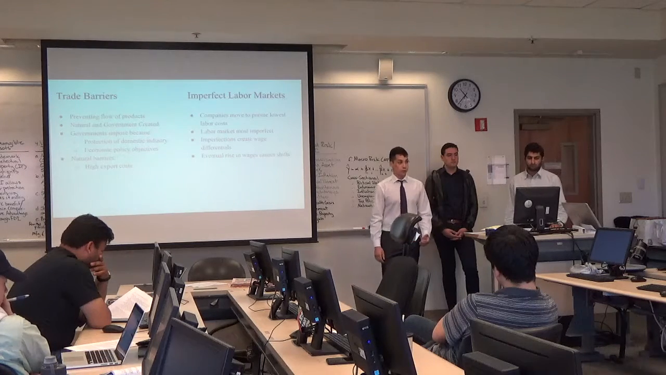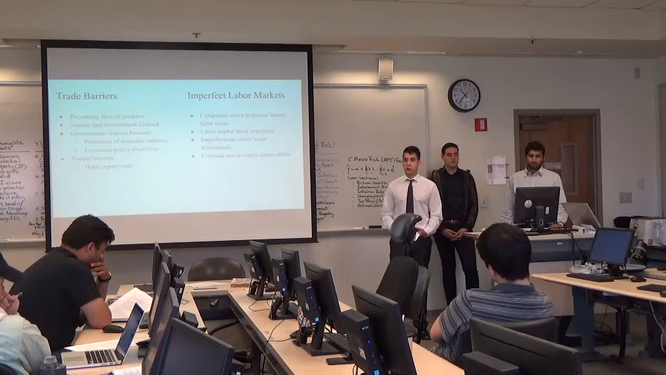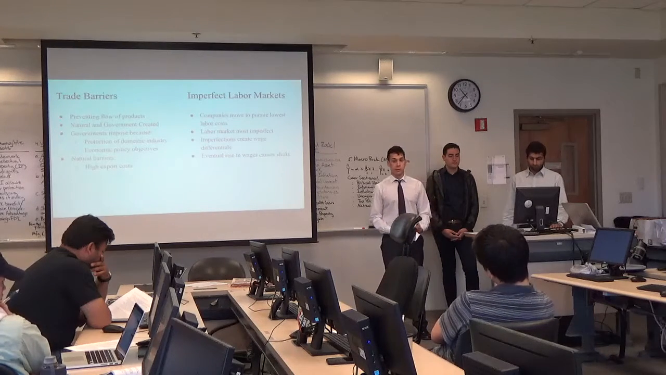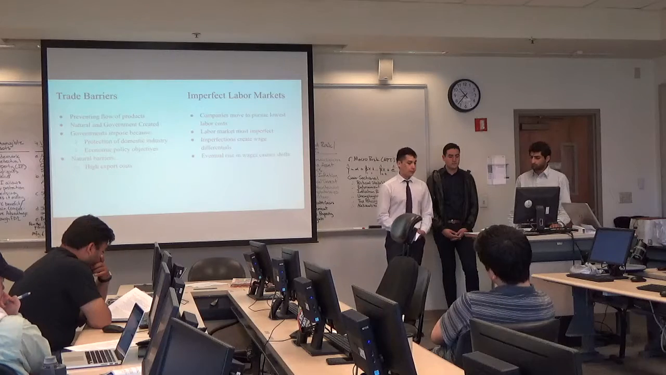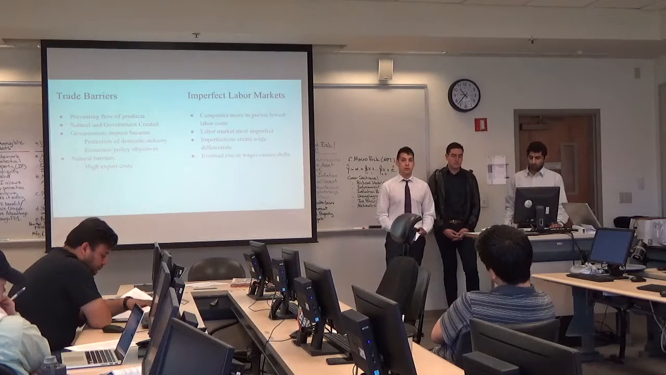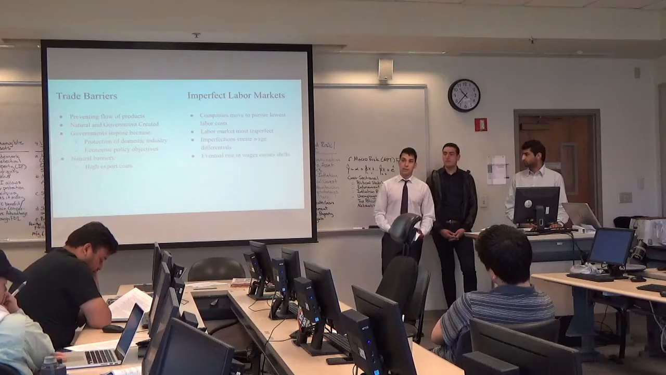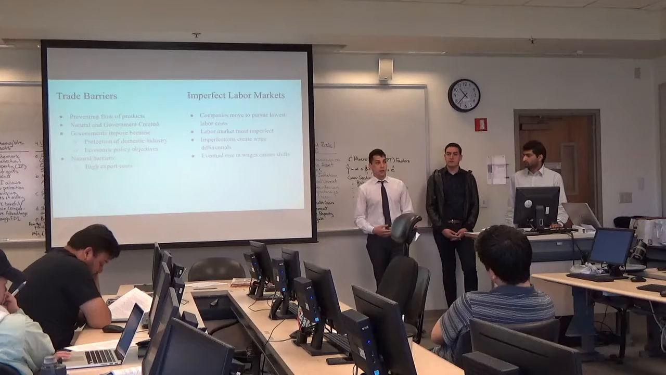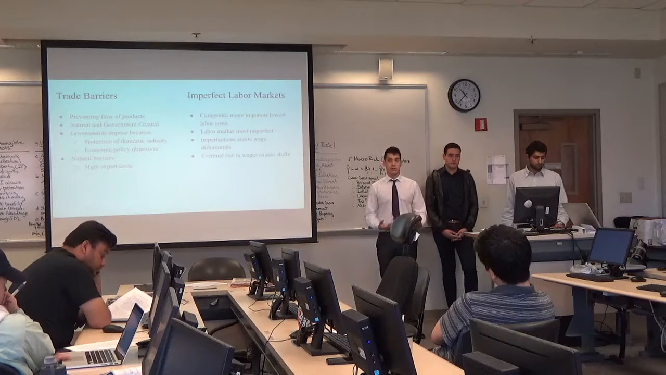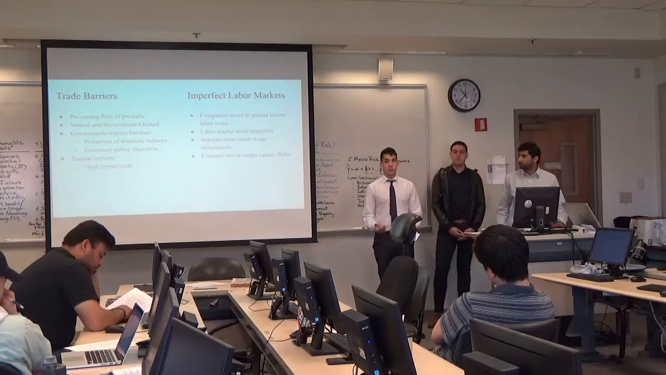So first are trade barriers and imperfect labor conditions. Trade barriers can take the form of tariffs, quotas, embargoes, and they can be government-created and they can be natural trade barriers. I think we focus a lot on government-created because those can be more predictable. Sometimes we can see trends and the relationships between governments are pretty noticeable.